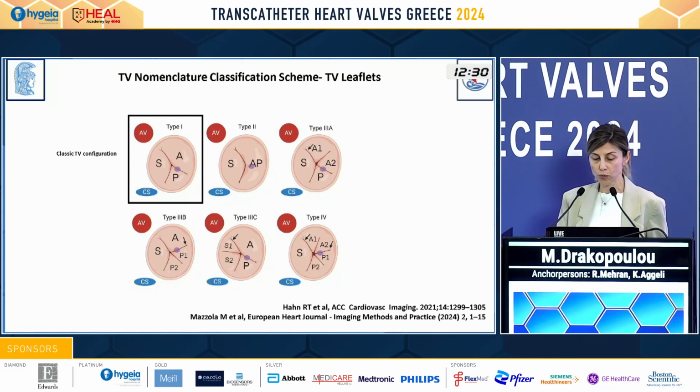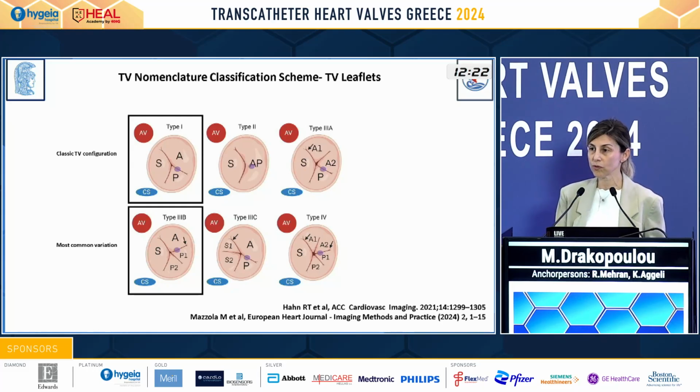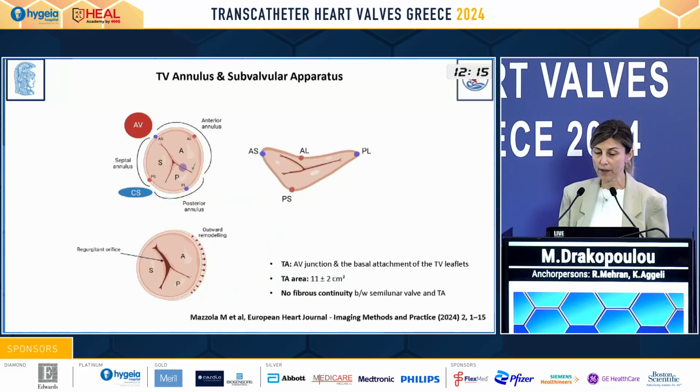Among the variations, we know that type 3B is the most common. It's about 33% in incidence. And this classification was derived from a study that included 600 patients. So going to the annulus, we know that the annulus is circular. There is the anterior, the posterior, and the septal annulus, and we know the anatomic landmarks, which are the aortic valve, the coronary sinus, and the anterior papillary muscle.